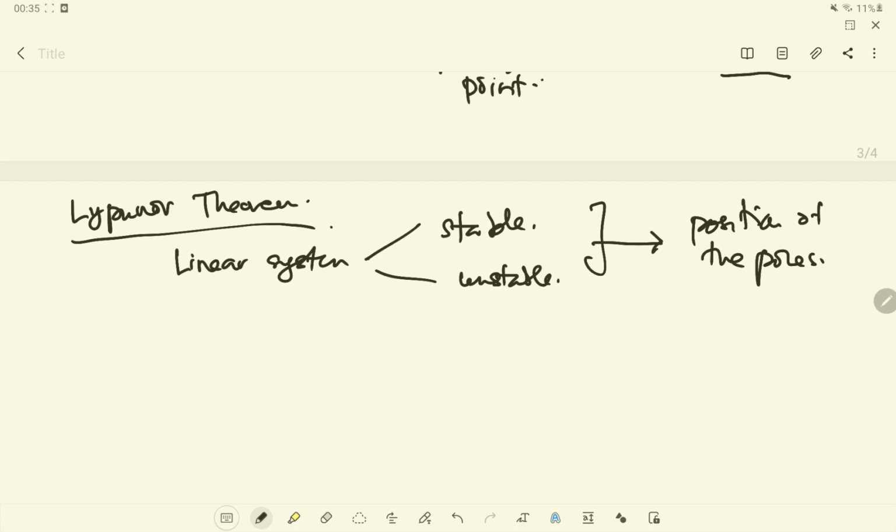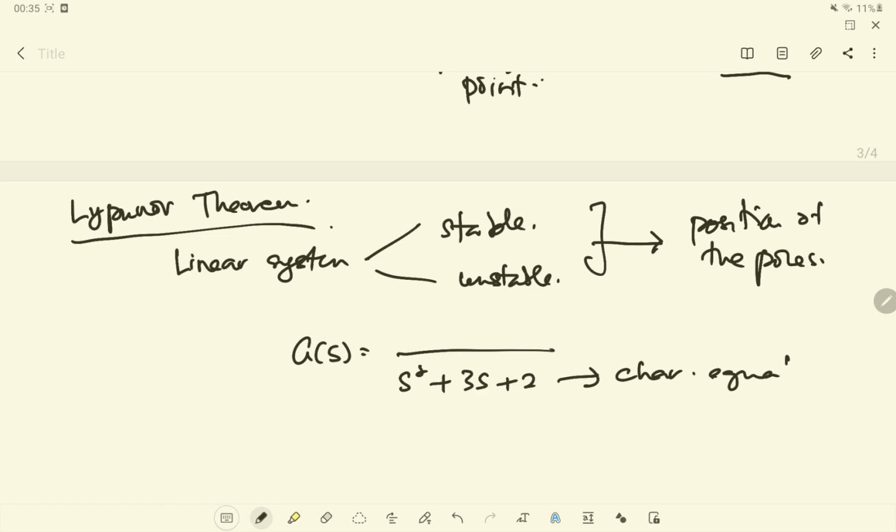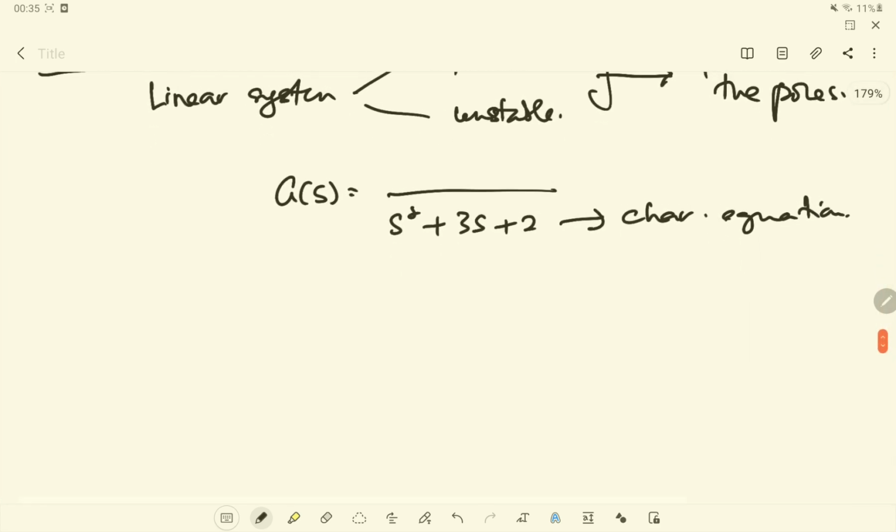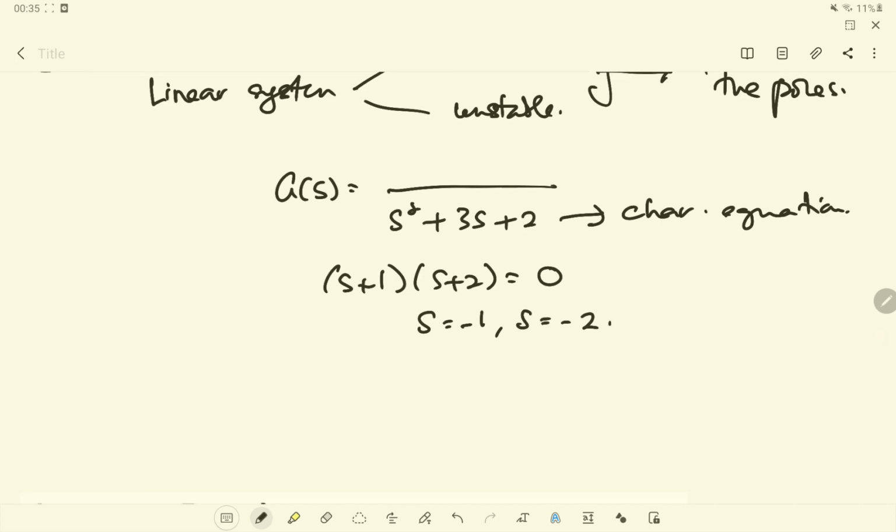Let's say you have one system, one transfer function, G(s) equal to something over s squared plus 3s plus 2. So this is the characteristic equation. You factorize the characteristic equation, then you get (s plus 1)(s plus 2) equal to 0. So s equal to negative 1, s equal to negative 2. Now you can know the position of the poles, whether the system is unstable or not.